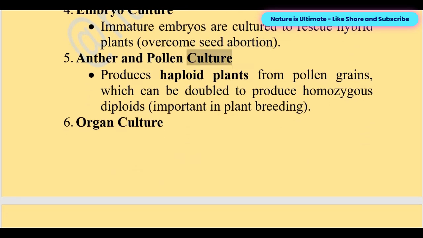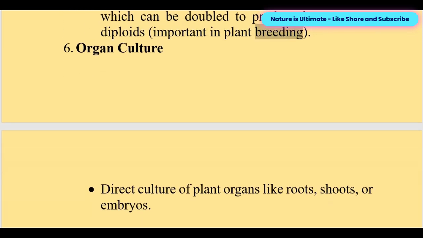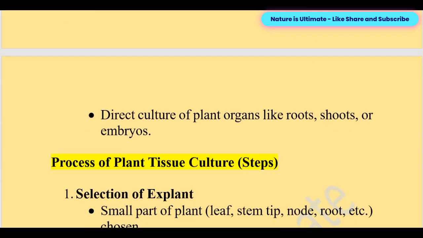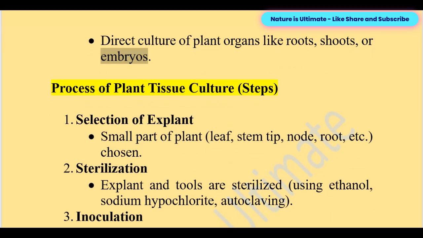Anther and pollen culture. Produces haploid plants from pollen grains, which can be doubled to produce homozygous diploids, important in plant breeding. Organ culture. Direct culture of plant organs like roots, shoots, or embryos.